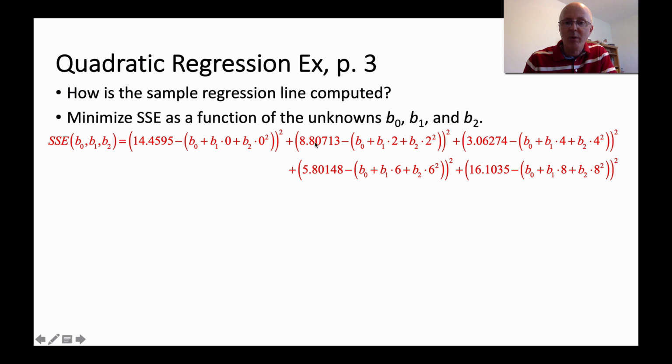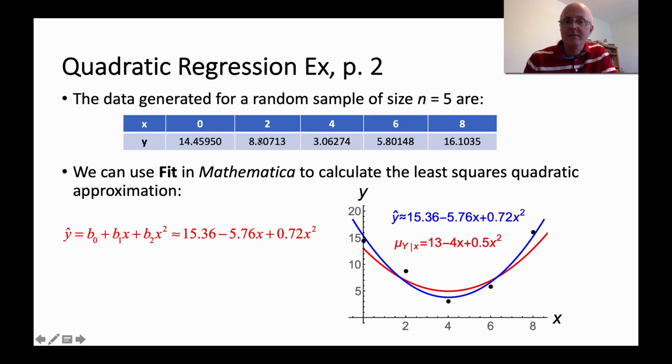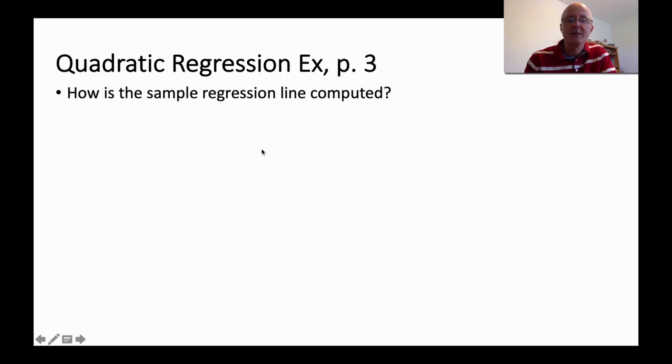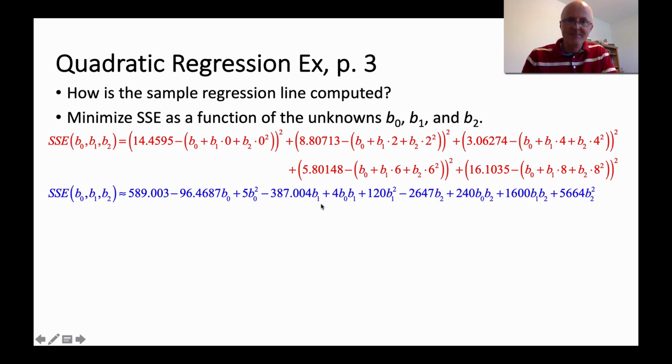This next one, the 8.80713, comes from this point right here. You can see its second coordinate is 8.80713 when x is 2. Notice that I'm subtracting what I get when I plug 2 in for x into the sample regression equation, with b0, b1, b2 being unknown. Keep doing that for all 5 points. This function simplifies to this. I used Mathematica for that.